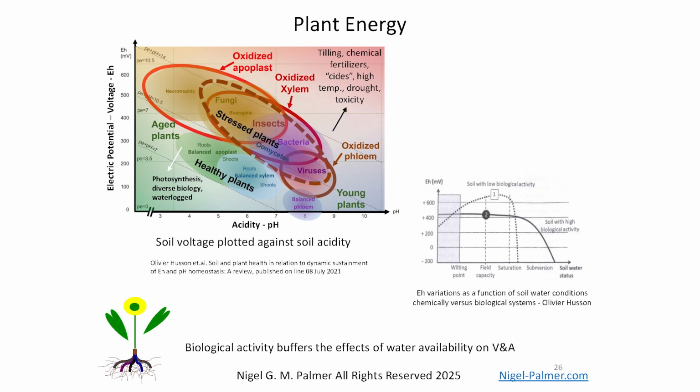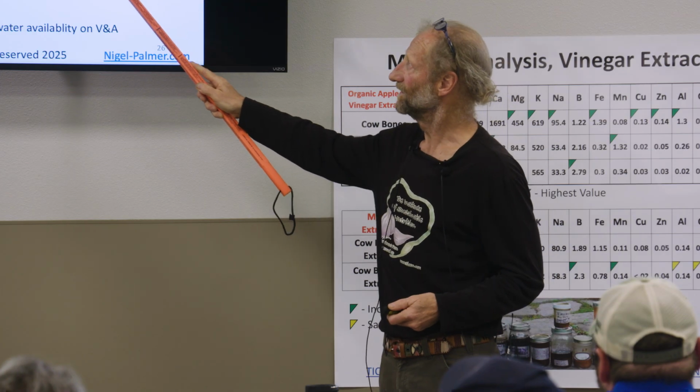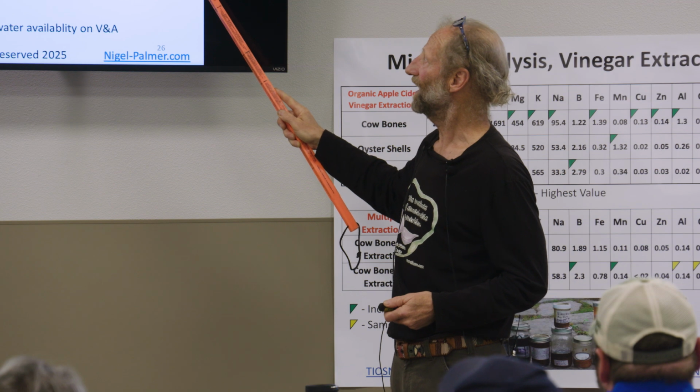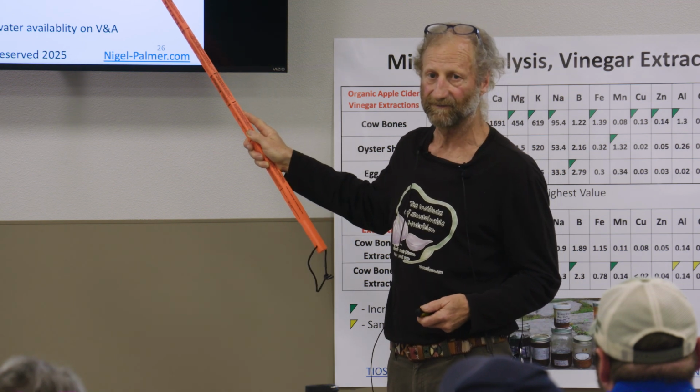This is a fine point, but I think it's well worth mentioning. This is voltage again. By the way, it's called redox potential for anybody that really wants to know, but I use the word voltage because it's a lot easier. And this is water. Wilting point, field capacity, saturation, submersion. And this dark line represents the voltage of a system with high biological activity.